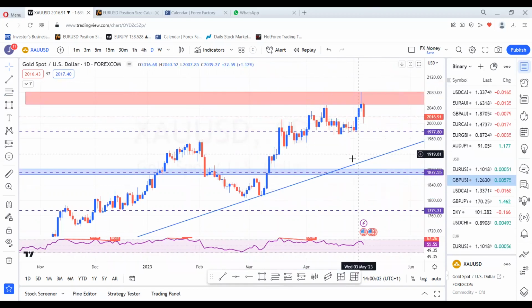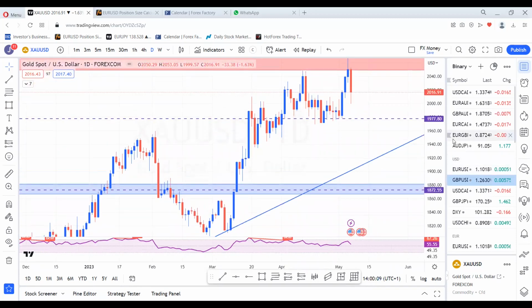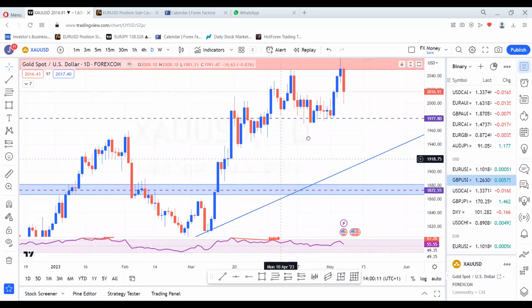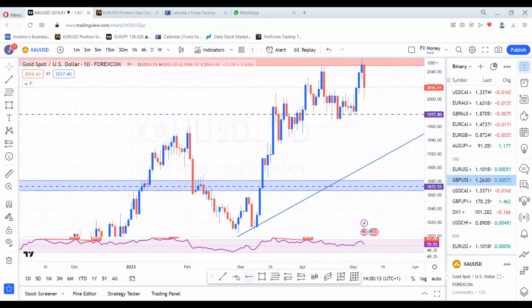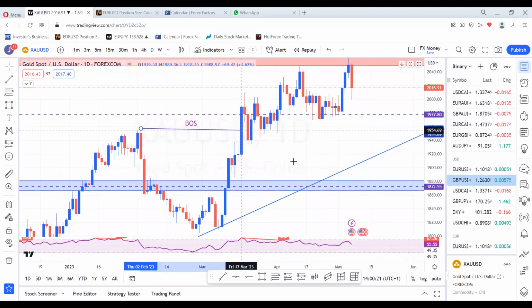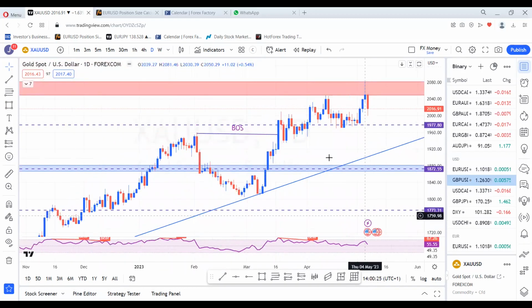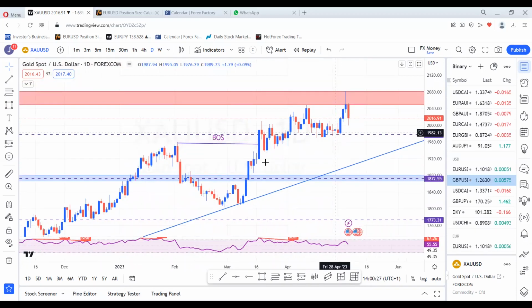And so we have a nice break of structure to the upside. Remember what I said, this is a bullish movement as well, still bullish. So we're just trying to see if we can catch a little sell that is going to swipe all this liquidity that has been created.